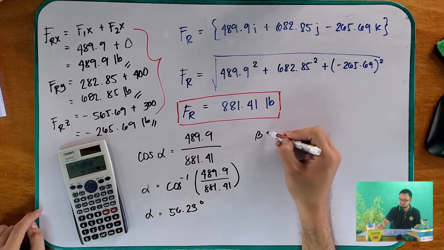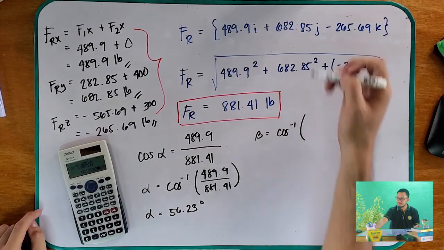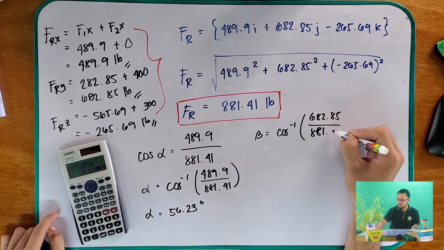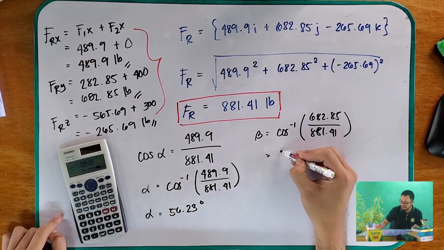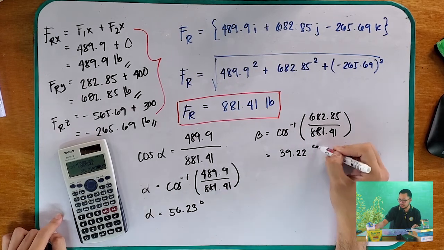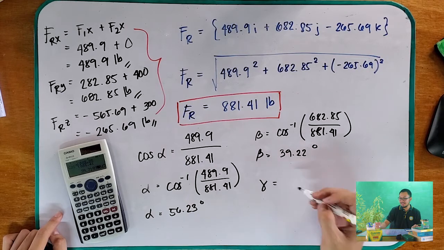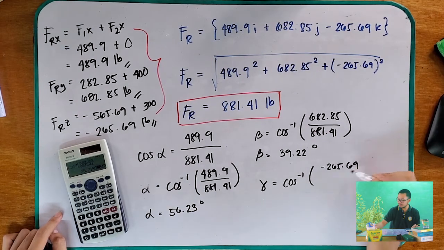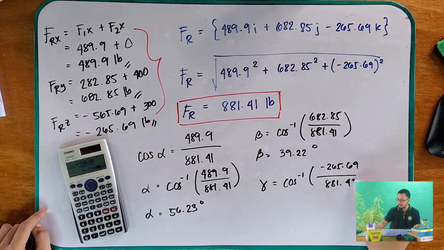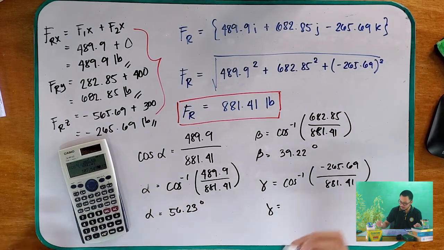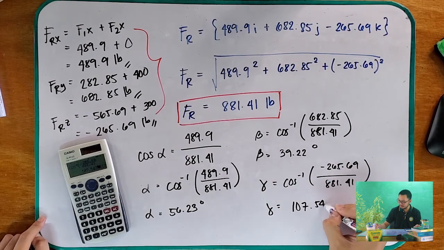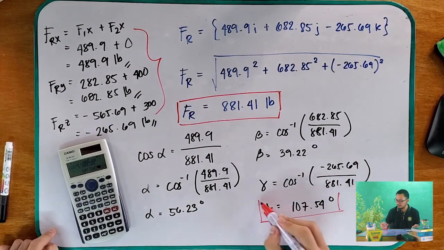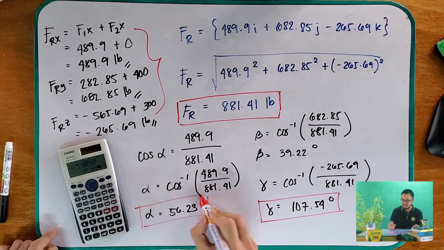Your beta is the inverse cosine of 682.85 divided by 881.41, which is 39.22 degrees. That is your beta. And your gamma, lastly, is the inverse cosine of this one, negative 265.69 over 881.41. So the answer for your gamma is 107.54 degrees. So again, if it asks for the direction angles, then you have to show these answers.